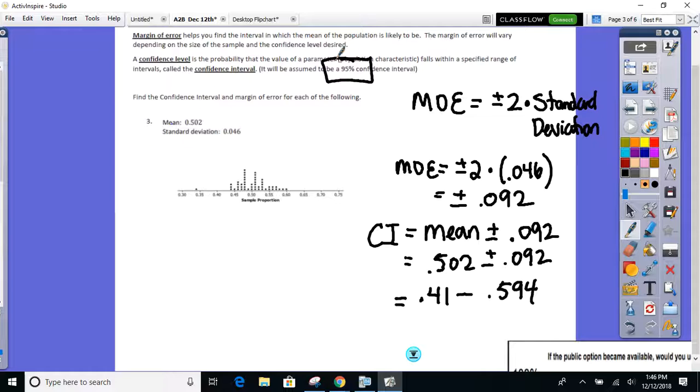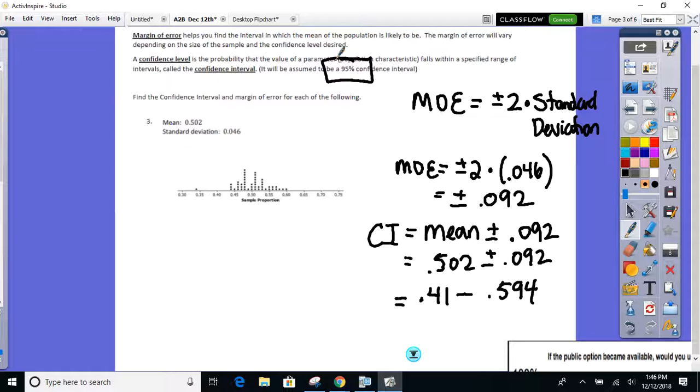All right? And hey, guys, look at the interval and look at the dot plot. 0.41 to 0.594, aren't a majority of them within there? Yeah, you're darn right. All right, so we're pretty confident somewhere in there is the mean.